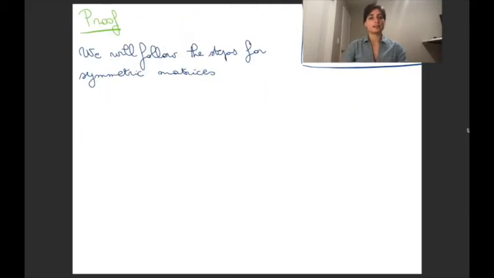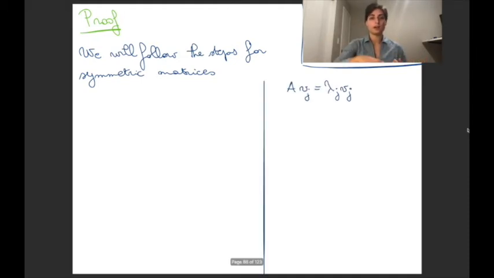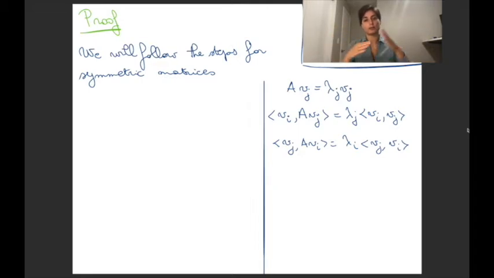Let's look at a proof for this. We will follow the steps that we used to prove the same theorem when we were looking at symmetric matrices. So let's review the steps we did for the symmetric matrices and see how this can translate to the setting of self-adjoint operators. For matrices, we looked at the application of the matrix to an eigenvector, and we have the associated eigenvalue times the eigenvector. We do it twice, so for Vi and Vj.